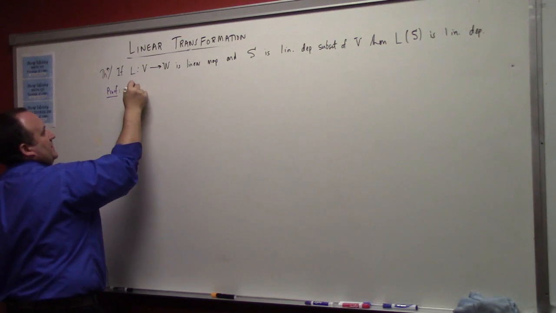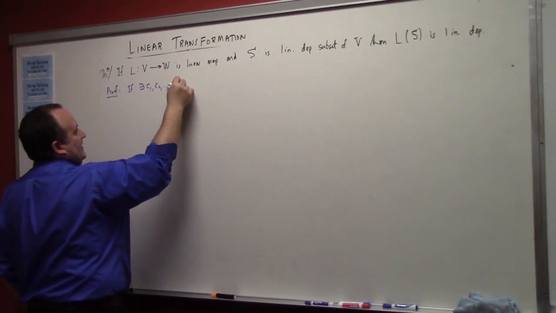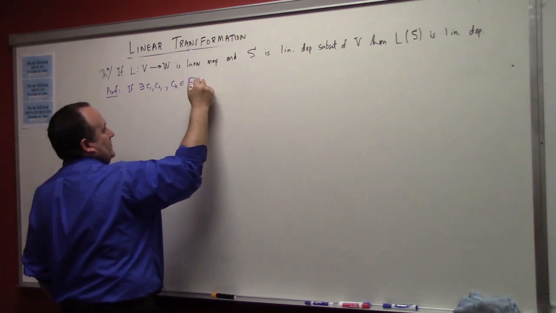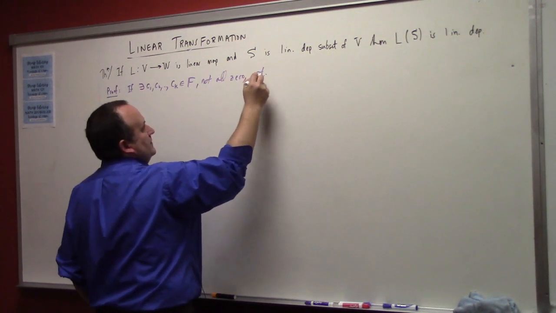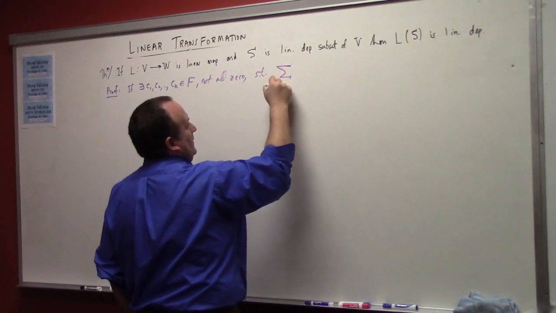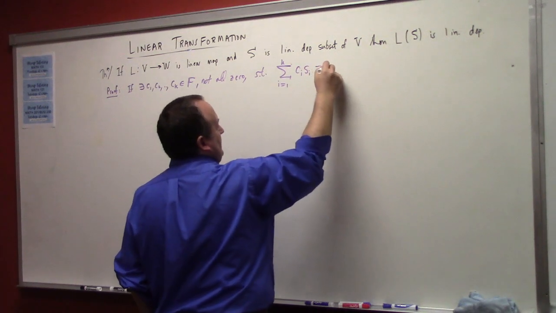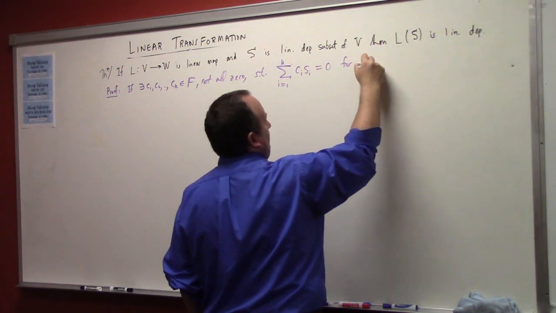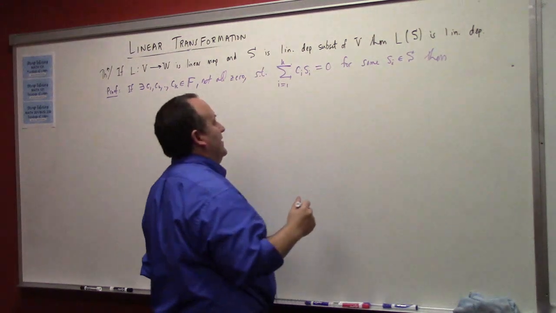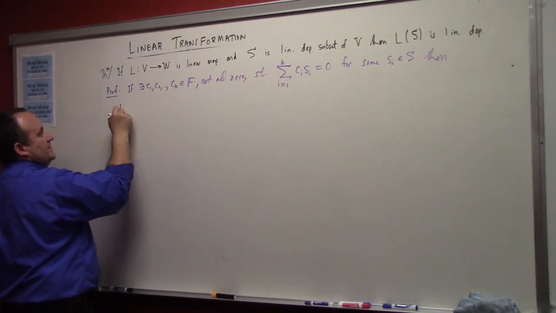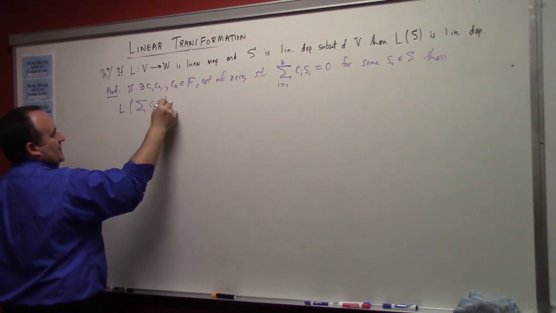If there exist c1, c2, up to ck in the field, not all zero, such that the sum for i equals 1 to k of ci si equals 0 for some si in S, then we can calculate. Then L of that sum is equal to L of 0.